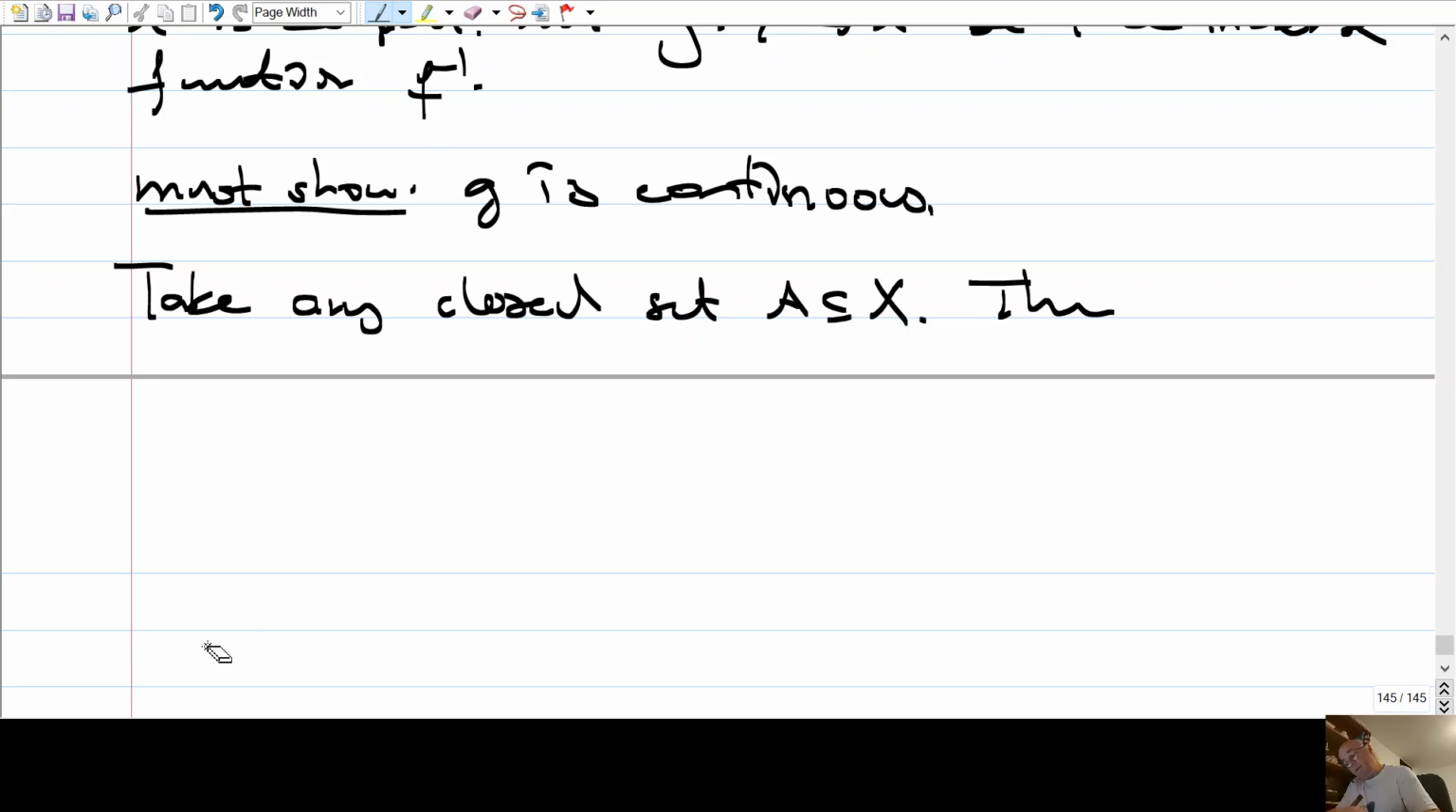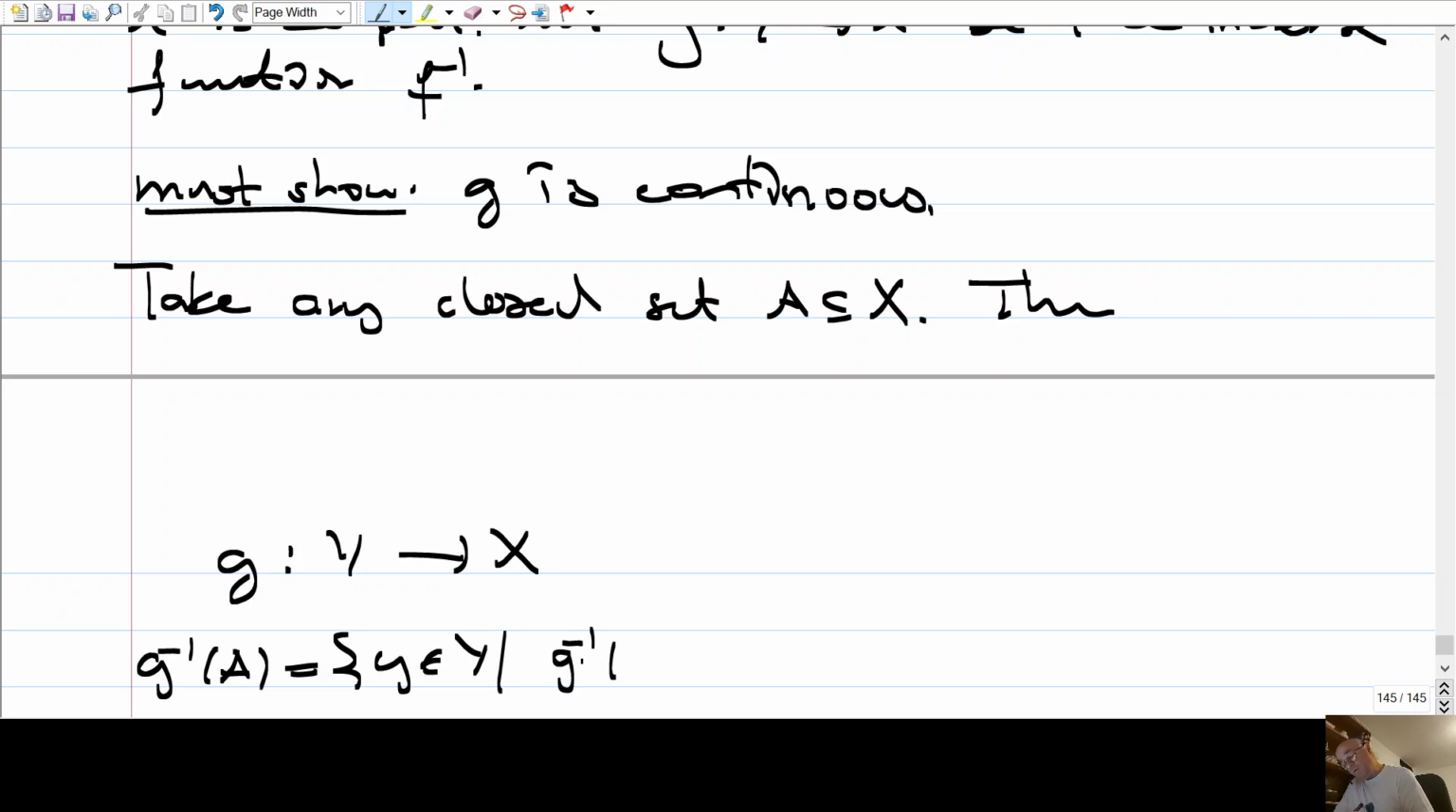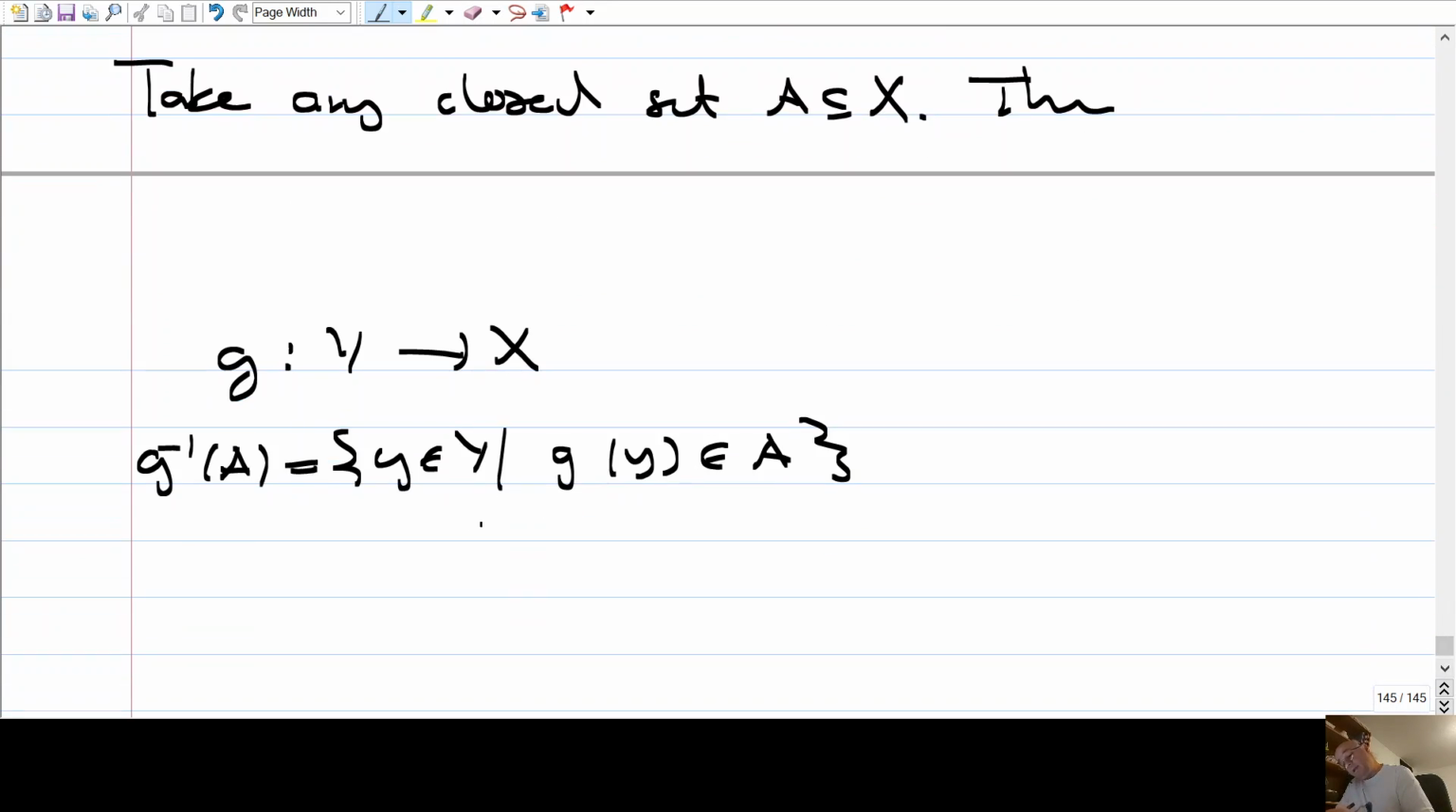Okay, let me write it this way. So G is a function from Y to X. A is a subset here. G inverse of A is the set of all points in Y such that G of Y is in A. So this means what? G inverse of A is the set of points here so that their images lie in A.